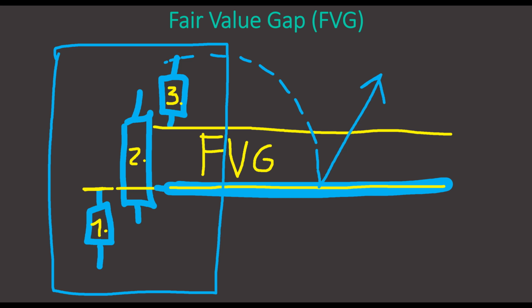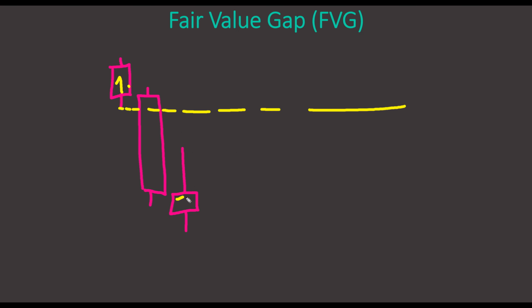Now the bearish scenario, it is the same, only reversed. So let me just do a quick drawing here. You need to see 3 candles. They could look, for example, like this. And the gap which you are looking for is between the low of the first candle and the high of the third candle. Right? This is the fair value gap.